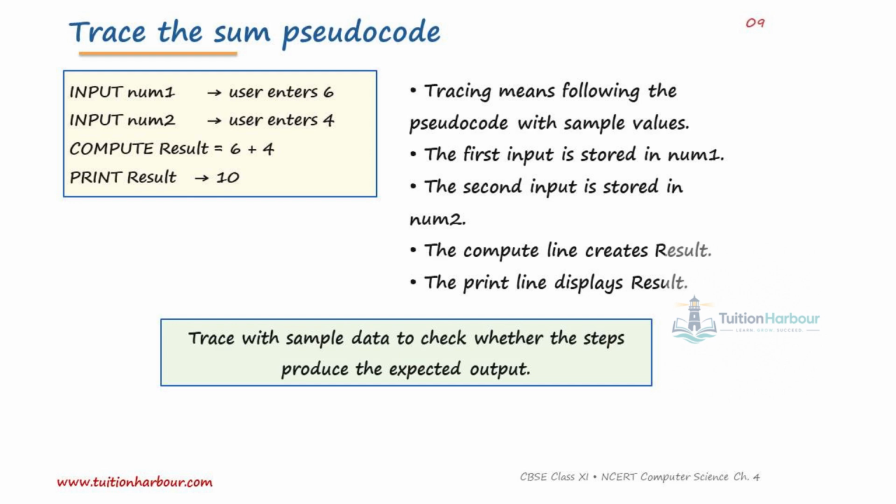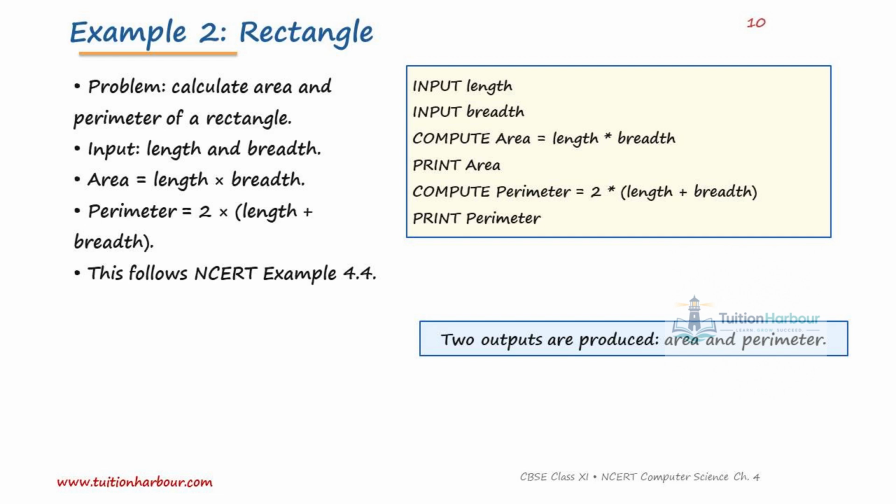Tracing means following pseudocode using sample values. If num1 is 6 and num2 is 4, the result printed is 10. For a rectangle, input length and breadth. Compute area using length times breadth. Compute perimeter using 2 times length plus breadth.